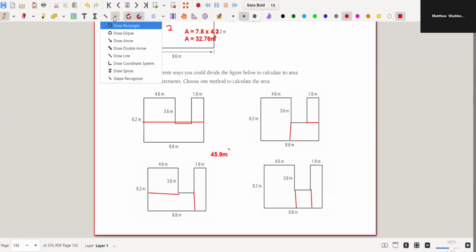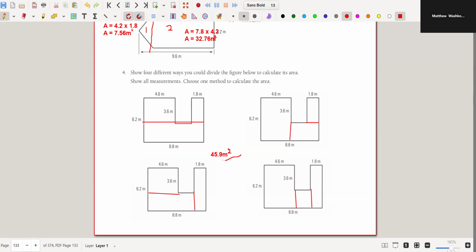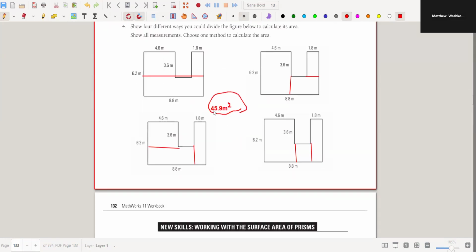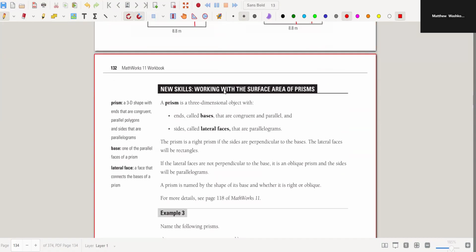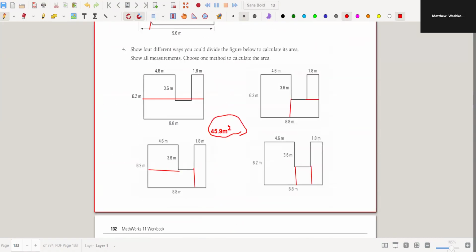Oh, I don't need the line. Go away. So either of these work. Any of these work.